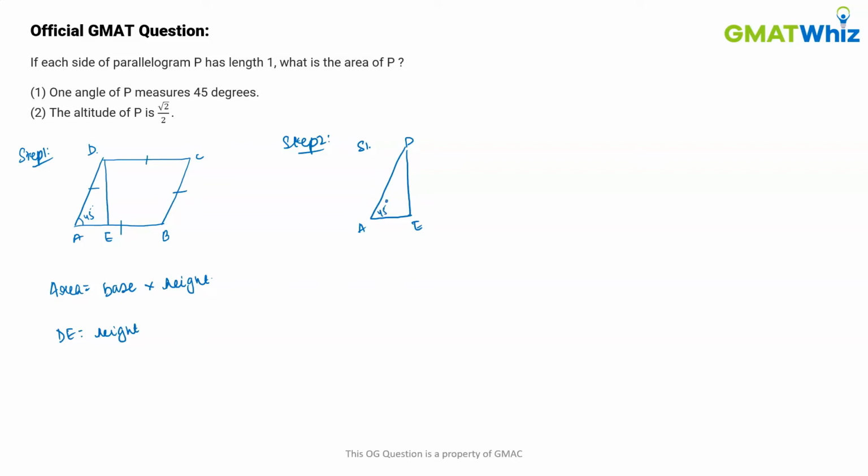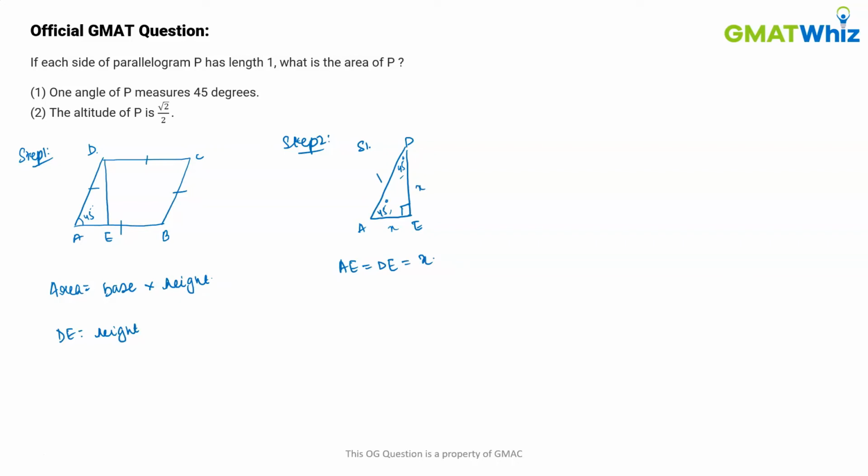Since we had drawn a perpendicular from D to AB, angle AED will be equal to 90 degrees and therefore angle ADE will be equal to 45 degrees. We also know that the length of AD is equal to 1. Since this is an isosceles right angle triangle, the sides opposite to the two equal angles will be equal. This means that the length of AE equals DE. Now let's assume them to be equal to x.